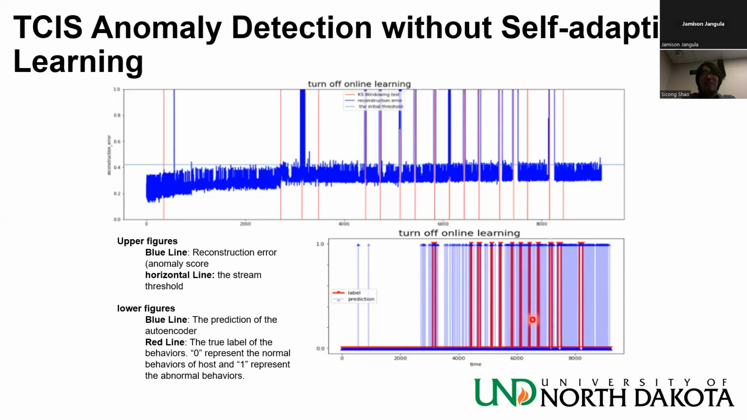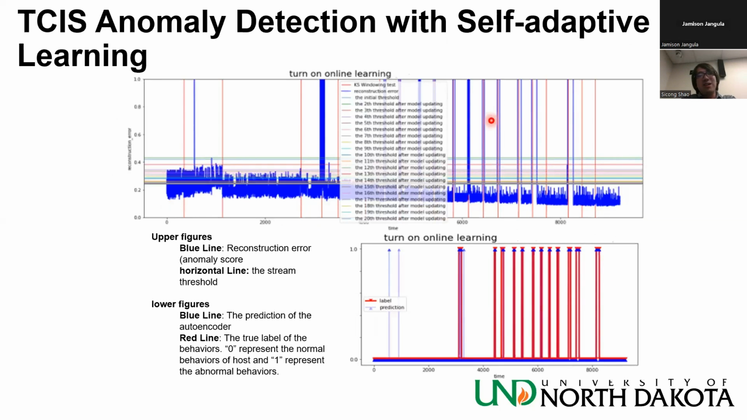After we include that self-adaptive learning, as you can see, it's improved a lot. Now most of the time they are highly overlapped, even when the attacks happened, even though here we launched 13 different attacks.